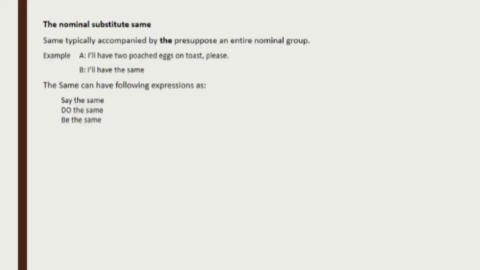The nominal substitute same is typically accompanied by the, and presupposes an entire nominal group. For example: I will have two poached eggs on toast, please. And another says, I will have the same. And the same can have a following expression, such as say the same, do the same, or be the same.